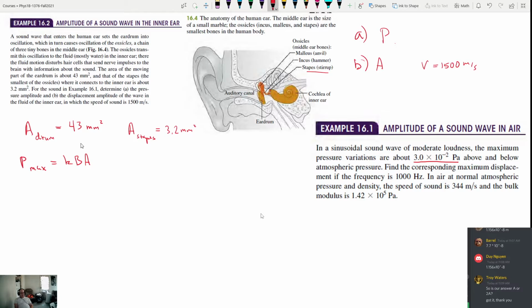Why would the pressure change? What do you all think? Is the pressure amplitude just the same? Probably not, because it's water now, right? It says mostly water. It says fluid motion disturbs the hair cells. The area of the moving part is this. That of the stapes is this. For the sound, determine the pressure amplitude. Okay, so I don't know. What do y'all think we should do?